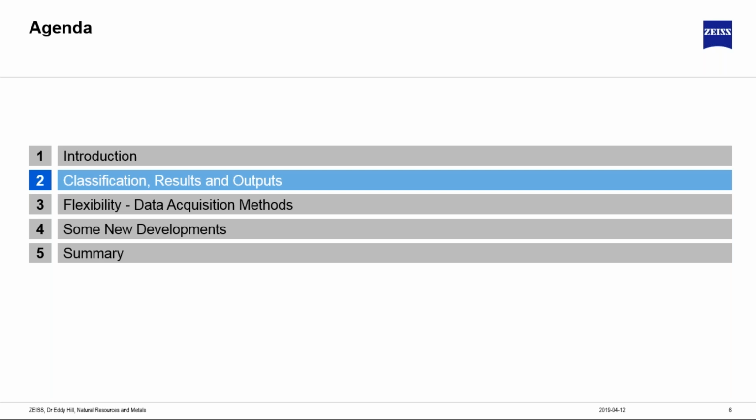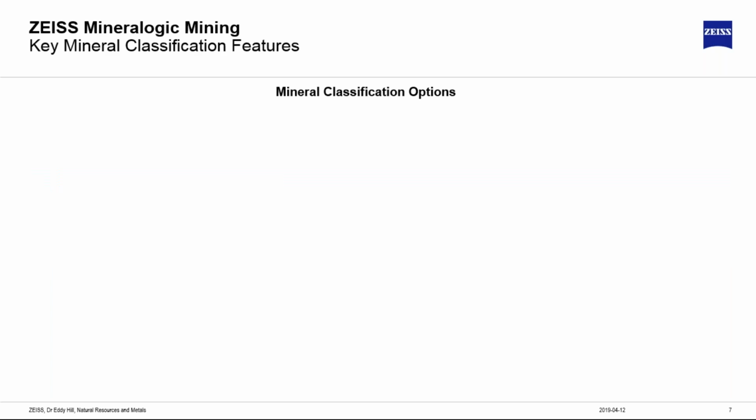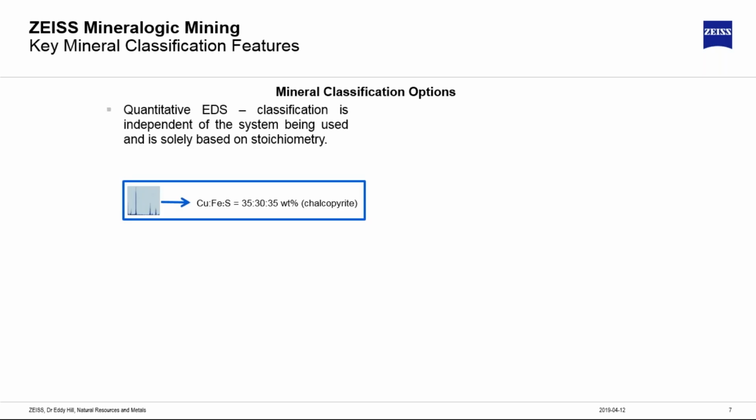How do we classify? What are these results that we provide and the outputs? We have several mineral classification options. These can be used individually or in conjunction, which again adds to the flexibility. We use quantitative EDS, so the classification is independent of the system being used, and it's solely based on the stoichiometry of the material being analyzed.